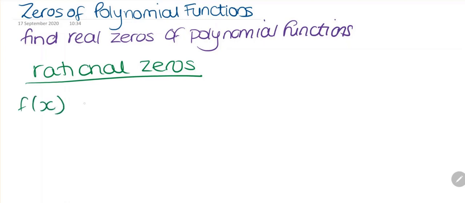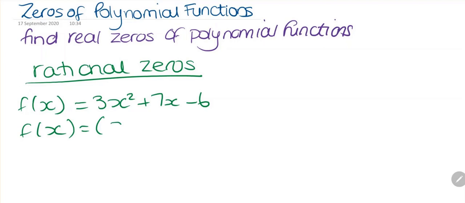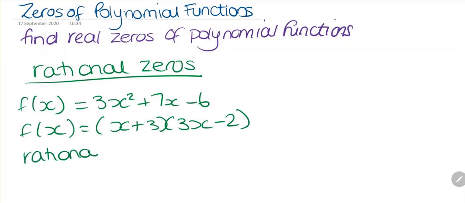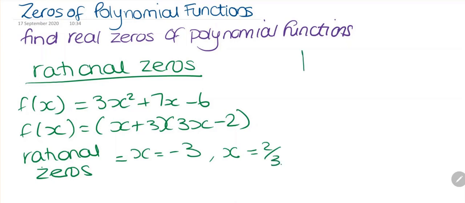So f of x is equal to 3x squared plus 7x minus 6. Now we can factor this, and this could be written as x plus 3 and 3x minus 2. And then the rational zeros, there's two of them. And this is x is minus 3 and x is equal to 2/3. So 3 over 1, 2/3, they can be written as fractions.